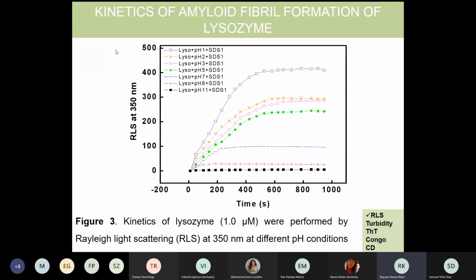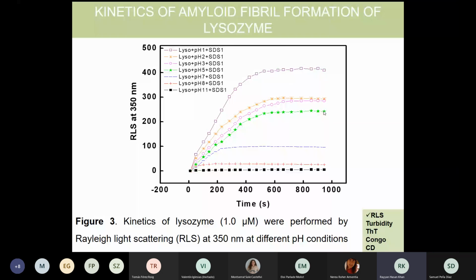Here we have observed the kinetics. A hyperbolic curve is observed at pH 1, followed by pH 2, pH 3, 5, 7, and you can see it steps off. There is no change in the kinetics of Rayleigh scattering at pH 8 and 11. So again we can say that at pH 1 we get the maximum Rayleigh scattering as well as the steep hyperbolic kinetic curve.